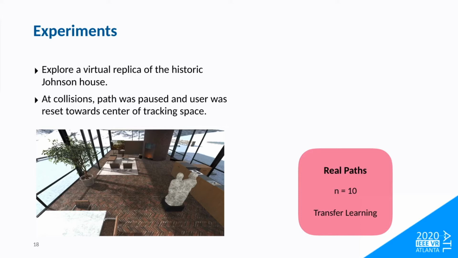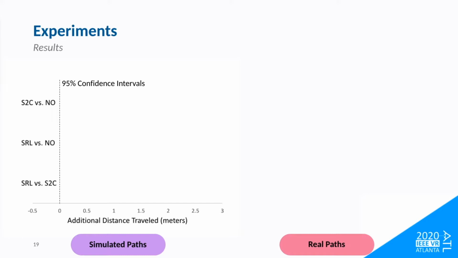Now we'll look at the results of these two comparisons. On the left, we'll look at 95% confidence intervals of the additional distance that could be gained when using one steering algorithm over the other, and this was for the set of 5,000 simulated paths. When comparing steer to center versus no redirection, we found an average of 2.35 additional meters could be traveled before the first collision. Comparing steer by reinforcement learning to no redirection, we found on average 2.6 additional meters were gained. And comparing steer by reinforcement learning to steer to center, we found an average of 0.1 meters could be gained. Importantly, none of these three confidence intervals include zero and are therefore all statistically significant.